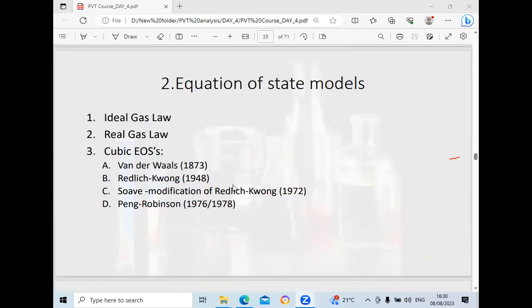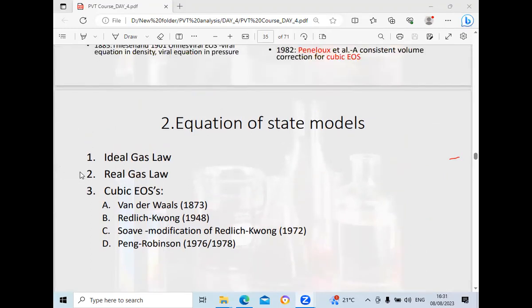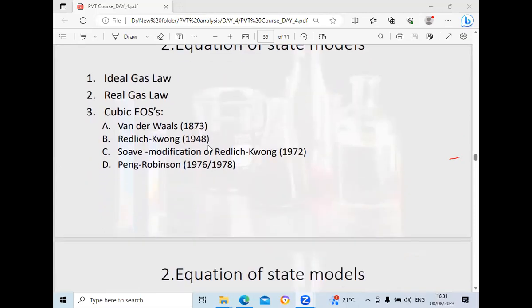All right, so we have basically three types of equations that can be used to model fluid behavior within the reservoir. We have the ideal gas law, which is a combination of, I think, Boyle's law, Charles' law, and pressure law. I think we must have seen this in basic chemistry and physics. We have the real gas law, because generally within the reservoir, the fluid will not behave like an ideal gas.